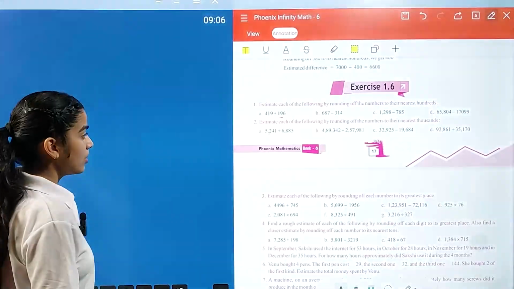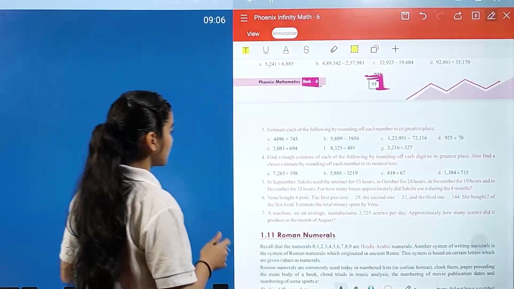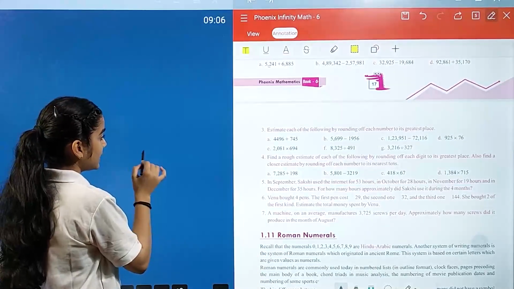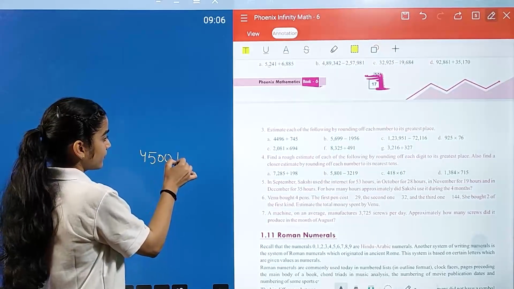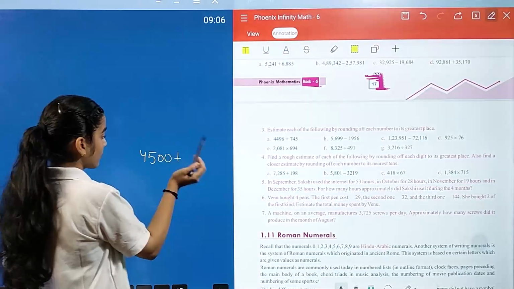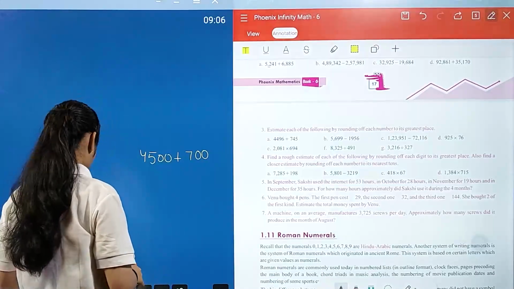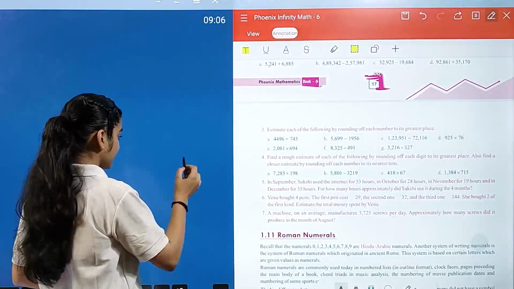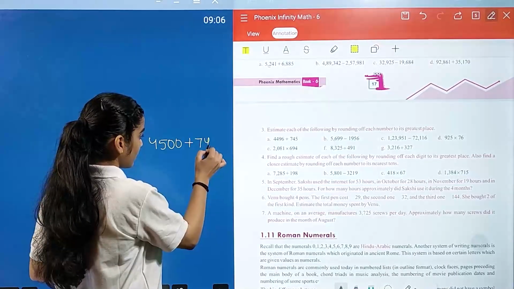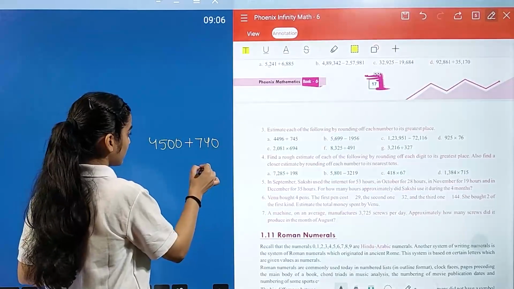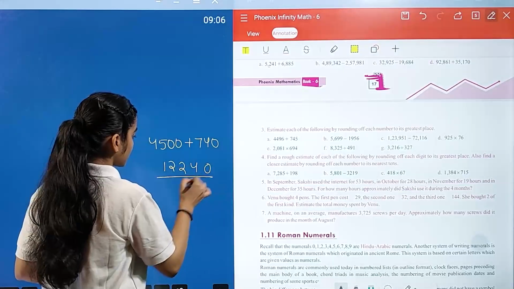Okay. Now for the rest of the following you have to estimate. Now estimate each of the following by rounding off each number to its greatest place. So 4,496 will be converted into 4,500 and 745. So we have to shift it towards 700 or 740, we can say that. 4,500 and 740. By adding them together, this is your answer, 12,200.